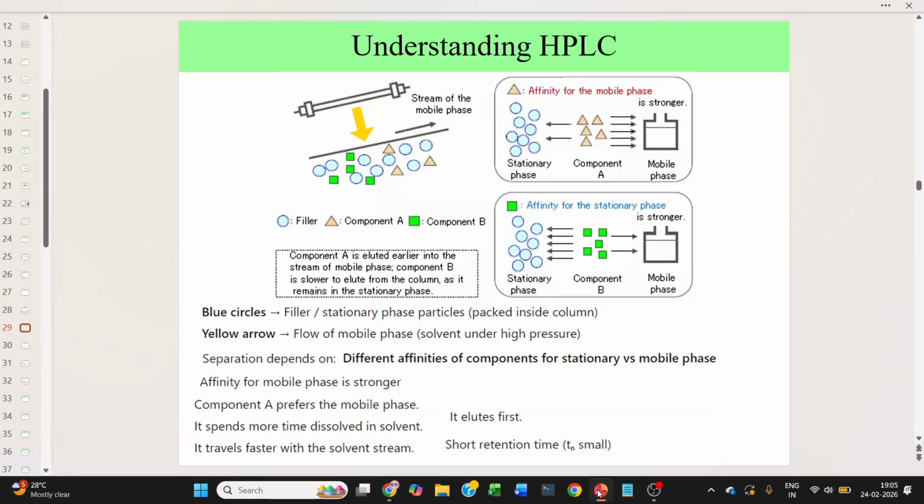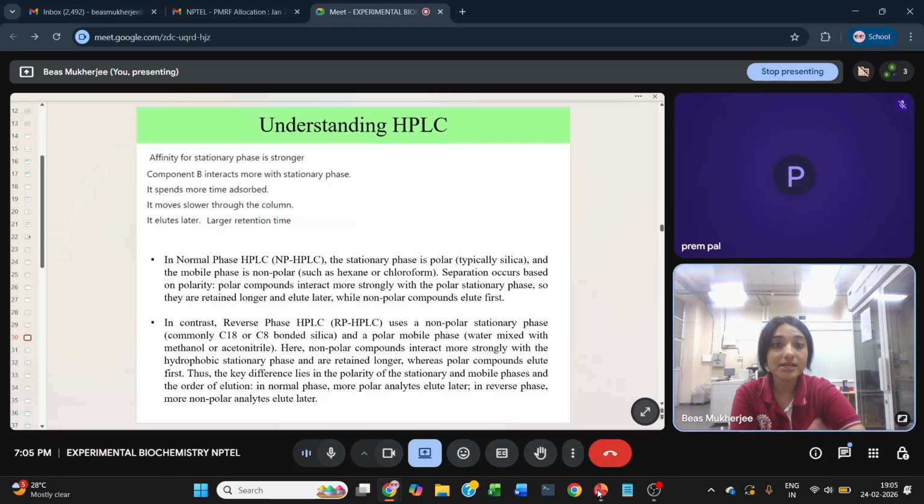Now if component B is very much non-polar, then what is happening? Component B is binding to the stationary phase and it is interacting more with the stationary phase, so it is flowing very slowly.